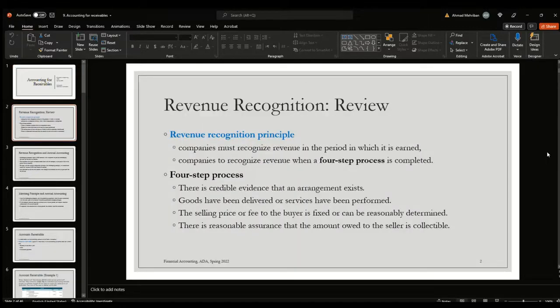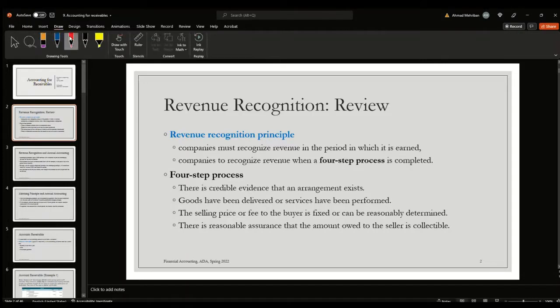Now, what we know so far is that the revenue recognition principle is what we use normally, following the accrual accounting principle. The revenue recognition principle says that companies must recognize revenue in the period in which it was earned and not when the cash was received. So even though you haven't received your cash yet, if you have earned your revenue, you must recognize it.